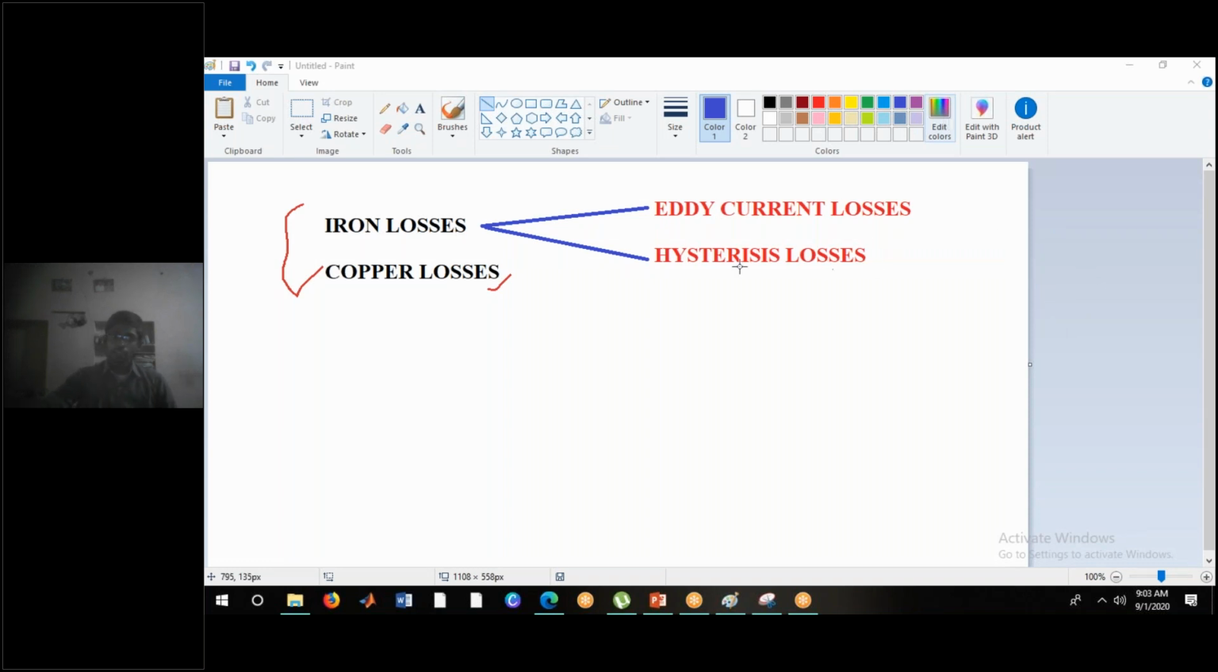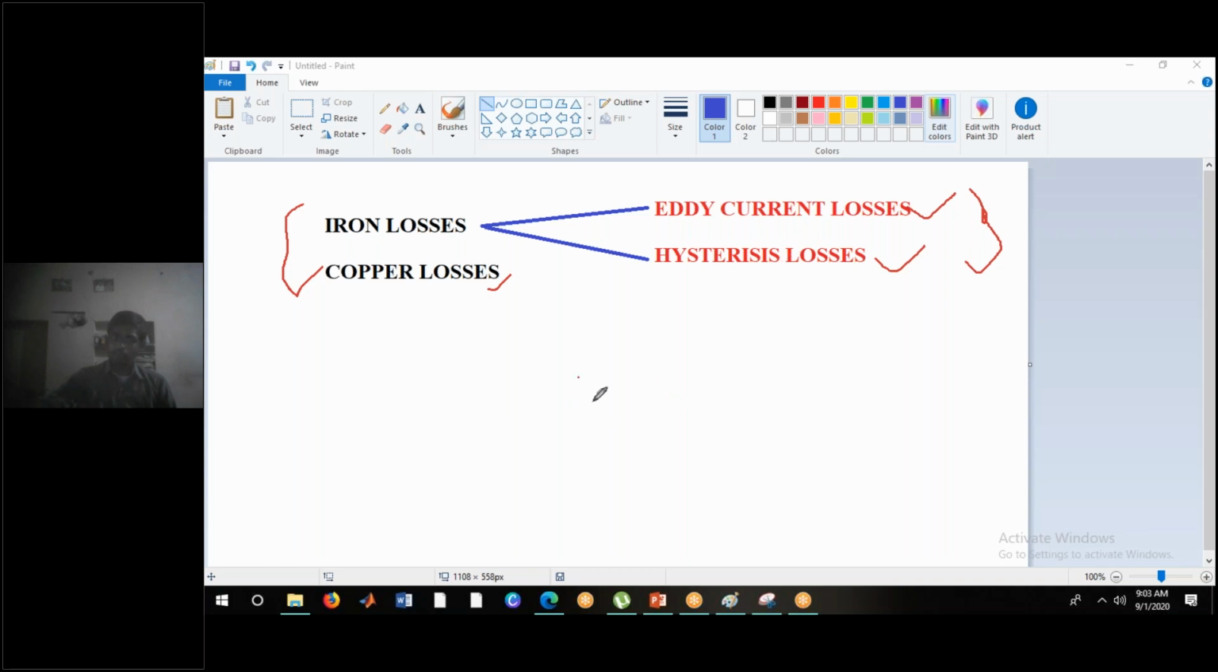So the losses are of two types, iron losses and copper losses, and these two are common for every electrical device. Iron losses are again classified into two types: eddy current losses and hysteresis losses. In today's class, we are going to discuss what eddy current losses and hysteresis losses are, how they form, how to minimize them, and how these two losses affect the performance of a machine.